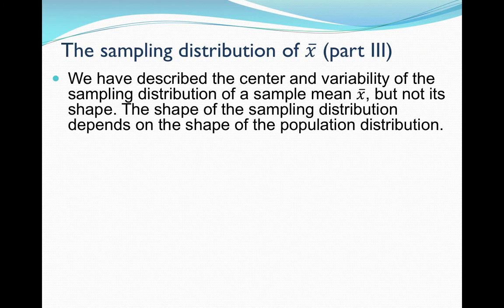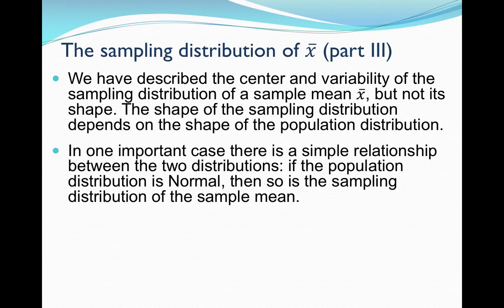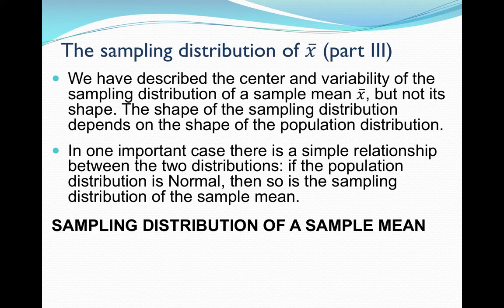Part 3 of this, we described center, which is our average, and variability, which would be sigma over root n. If the distribution is normal, then so is the sampling distribution. This comes into our conditions. It's going to be important when we're talking about whether we can perform normal calculations. If our distribution is normal, we can perform normal calculations.